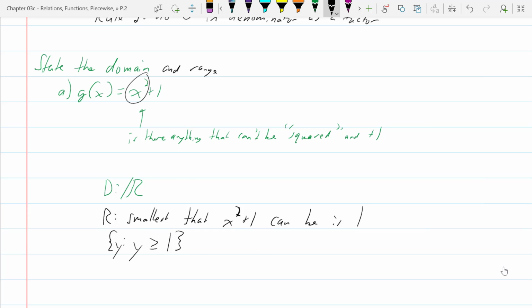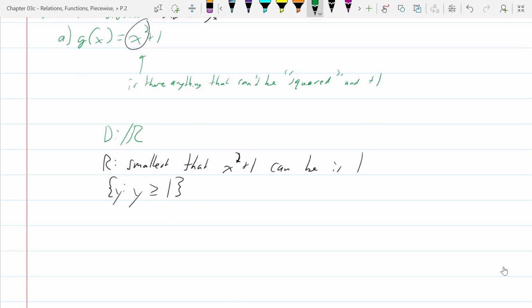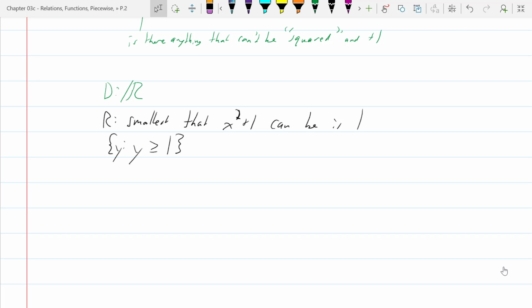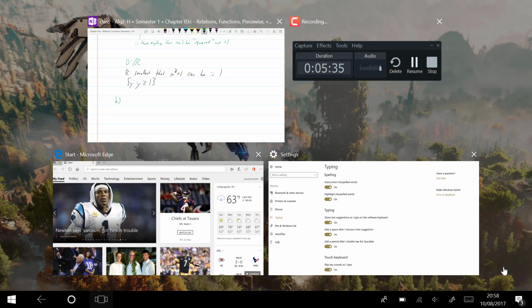Okay. Now, let's look at another one. This is driving me nuts. I might have to pause this and try to figure this out again.